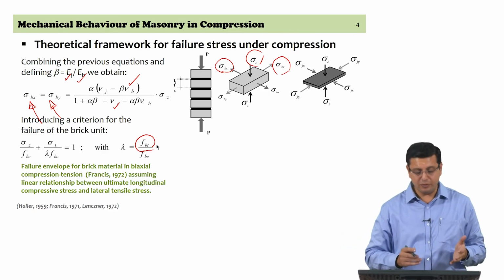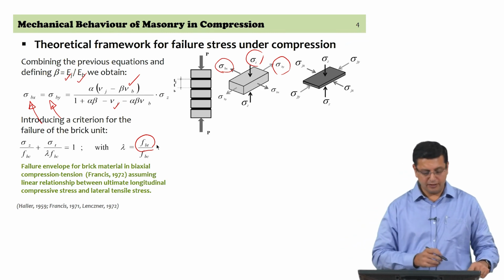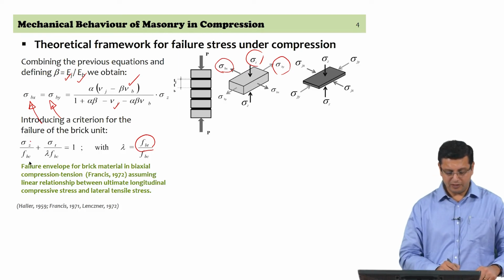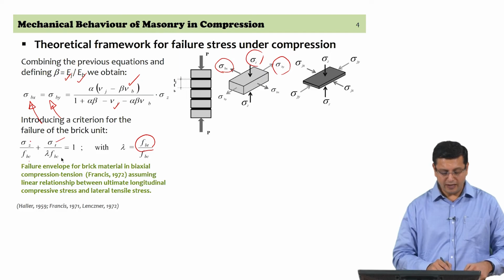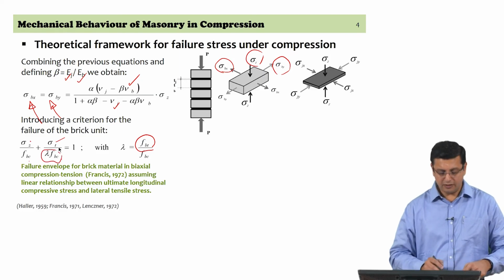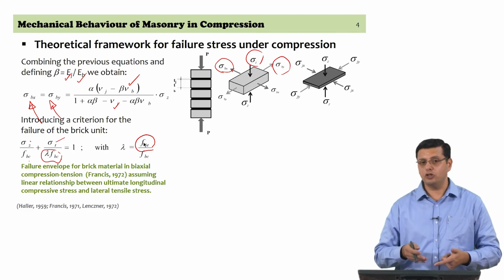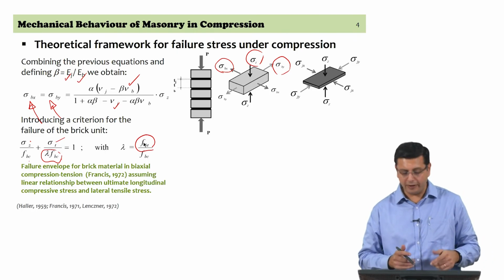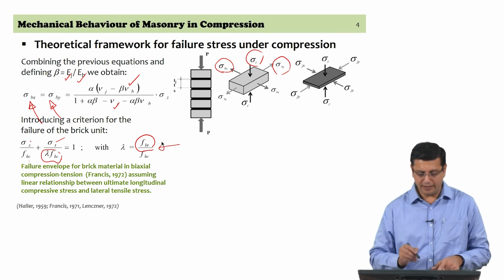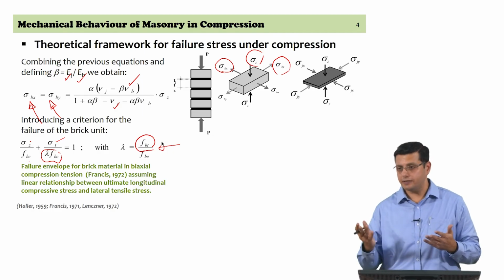So, with FBC and FBT available, a straight line interaction between the compressive stress in the brick unit, sigma z, divided by FBC, which is the failure stress in compression, plus sigma t, which is the tensile stress in the unit, to the failure stress in the unit in tension, lambda FBC. Lambda is just the ratio between the tensile strength and the compressive strength. It is only to make things a little simpler that we are looking at a ratio such as lambda here. We have discussed that the tensile strength of brick would be about 10% of the compressive strength.